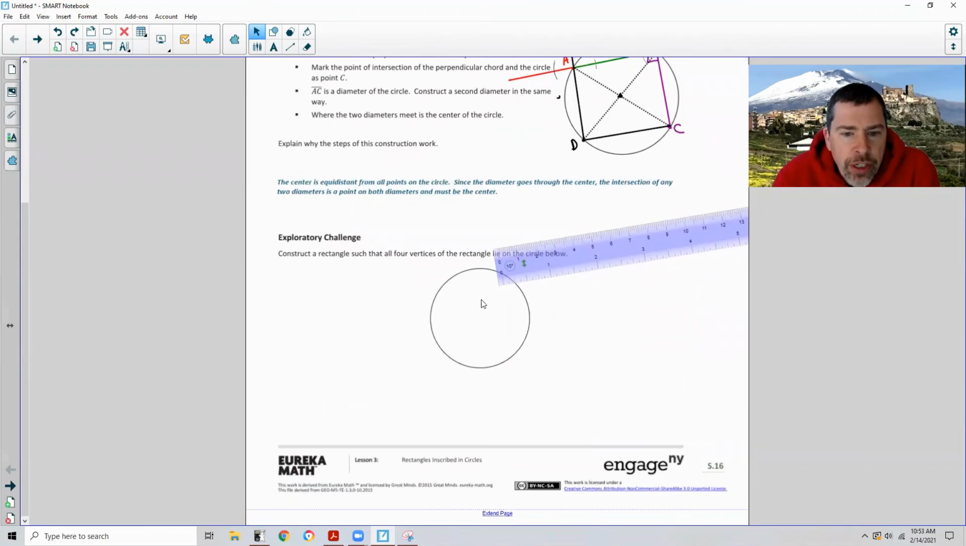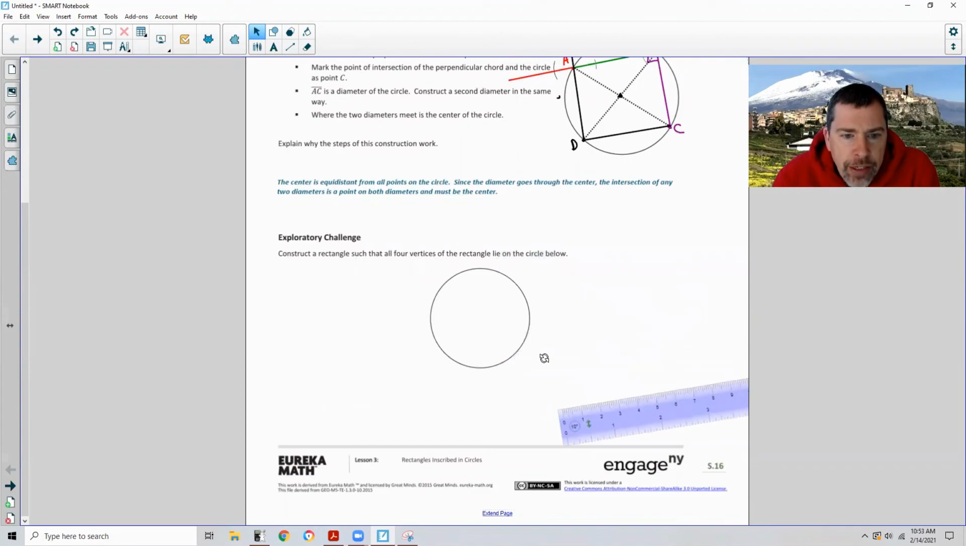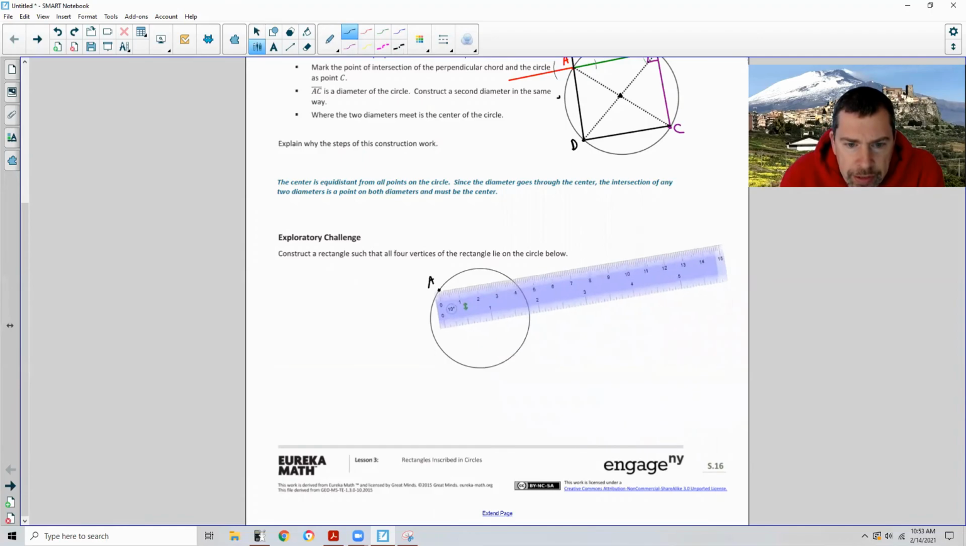All right, exploratory challenge. Construct a rectangle such that 4 vertices of the rectangle lie on the circle below. All right, so now that we've done that, you should be able to do this. So pause the video, see if you can do this, and then come back and check. So the first thing we're going to do is put a point on the circle and call it A. Okay, the first side's easy. I'm just going to construct a chord.